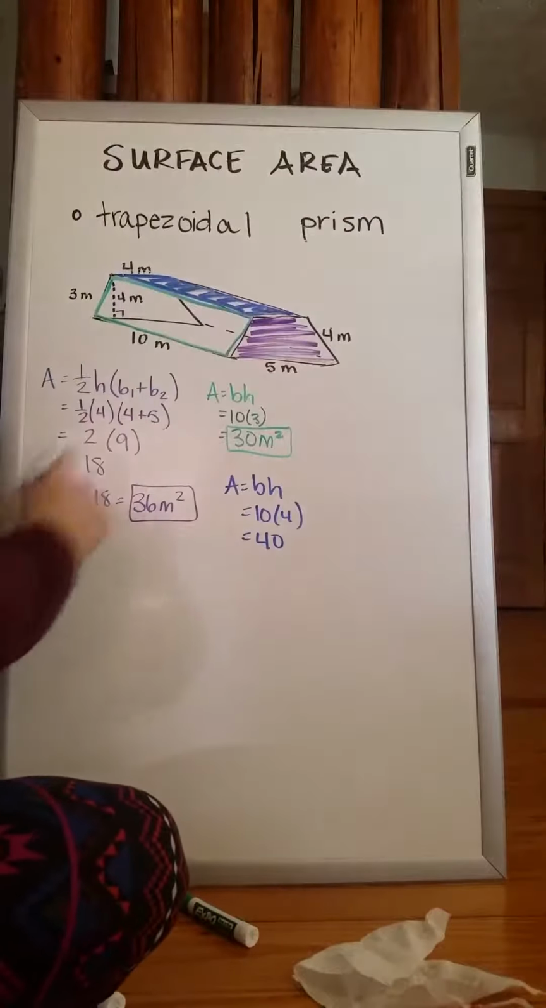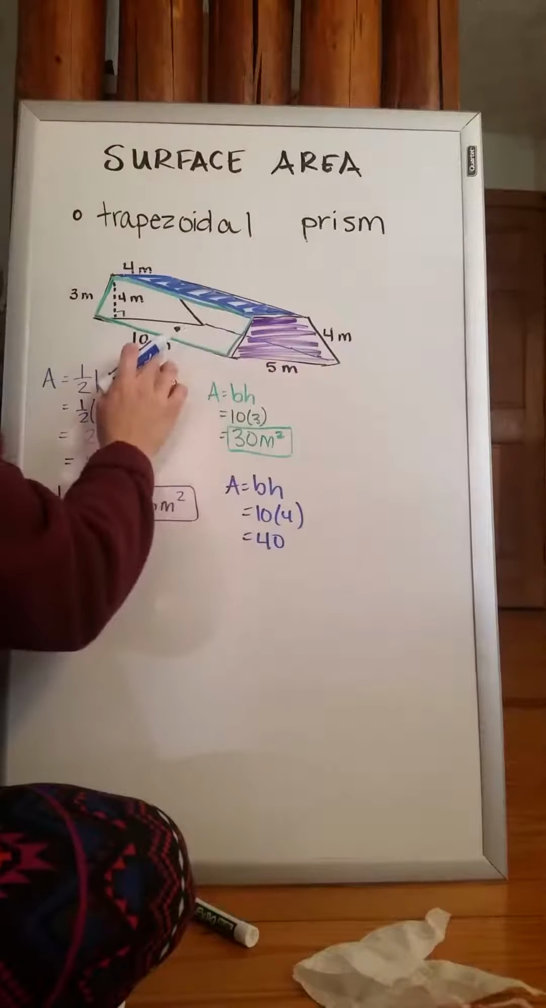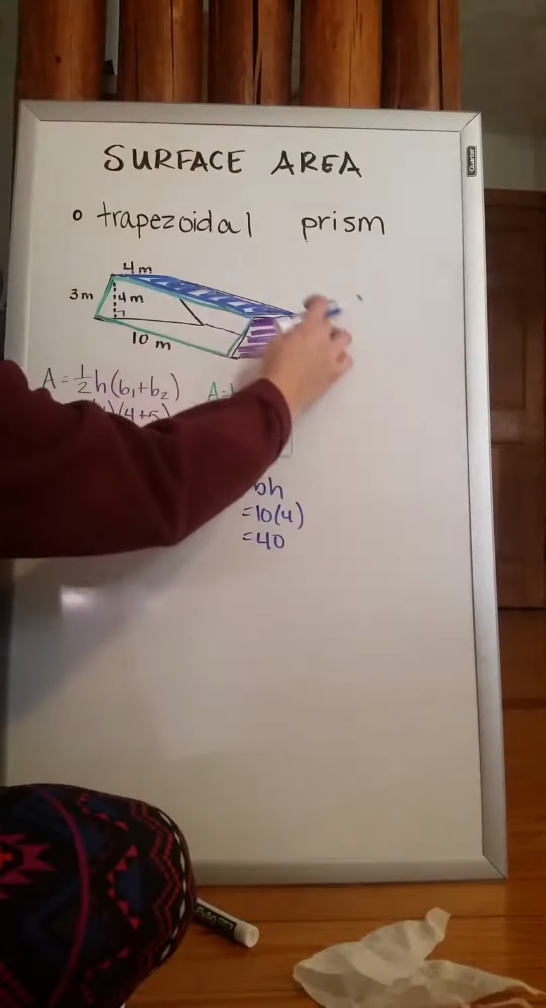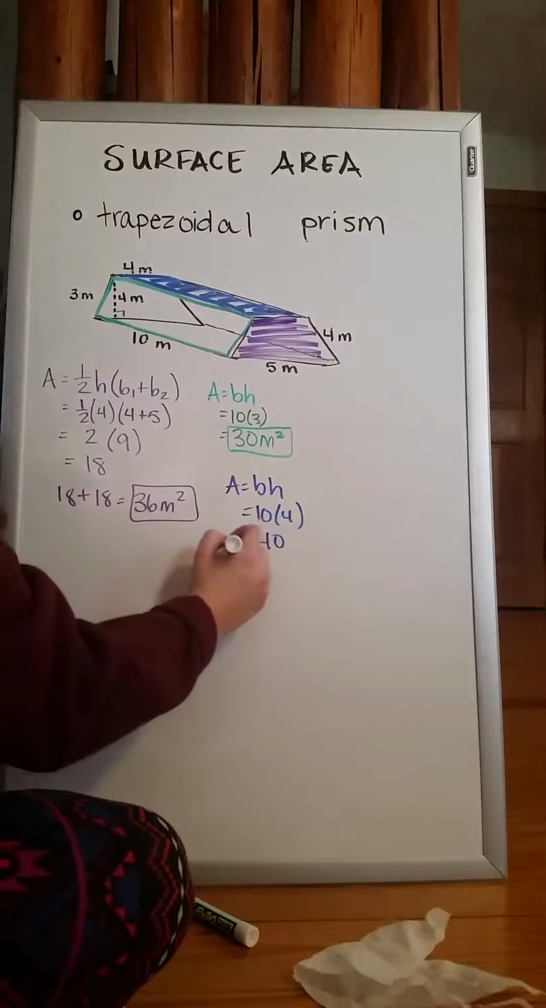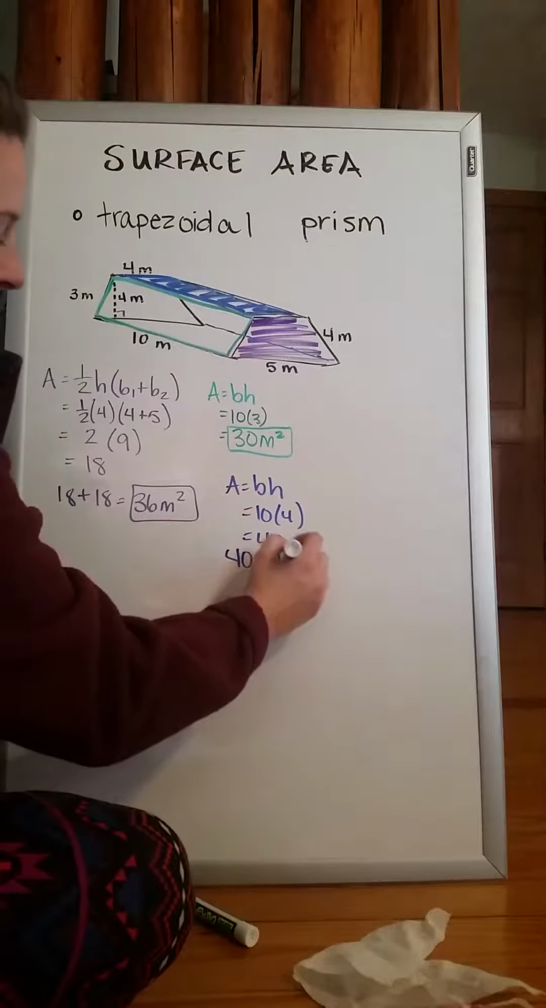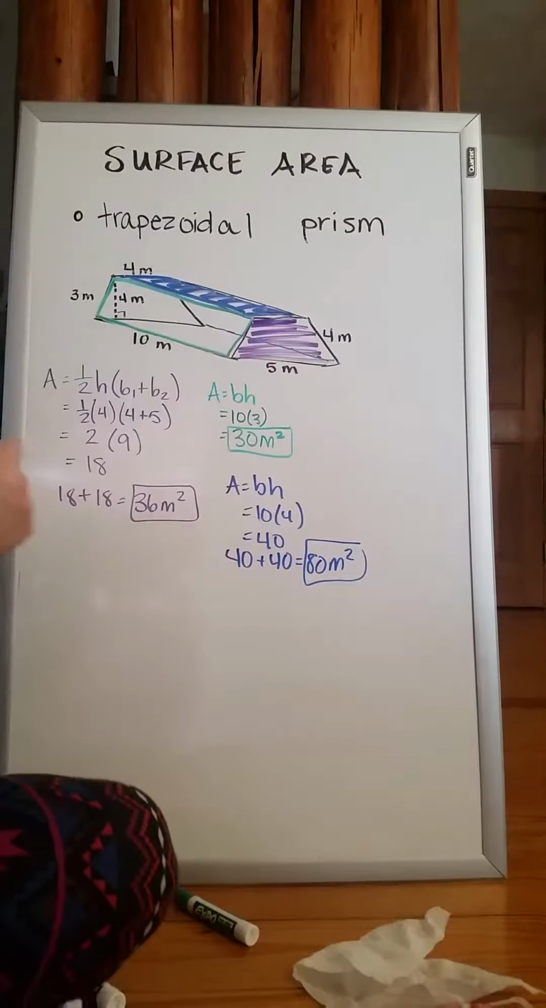If you look at the back side, the base is right here, this dotted line. That was 10 meters. And then it's 4 meters high, so it's also 10 and 4. So there's 2 of these. We can go ahead and add them together for 80 meters squared.